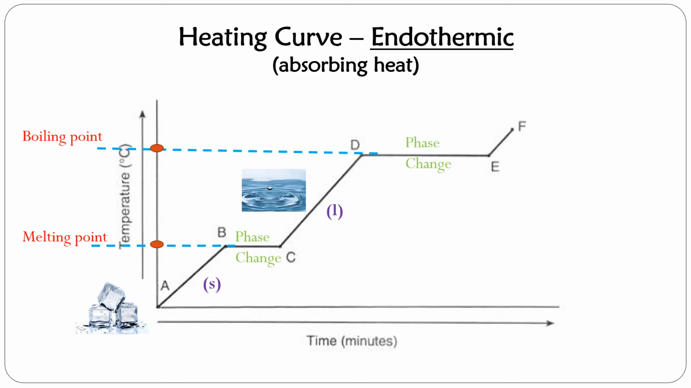Then by the time we reach point E, all of that liquid water has successfully converted into water vapors, or the gas phase of water. So once again, between point E and F, the water is now in its gas phase, and the temperature will continue to increase. So this is what this heating curve means: we are going from a solid to a liquid to a gas. It's a forward reaction. That's why it's an endothermic reaction.